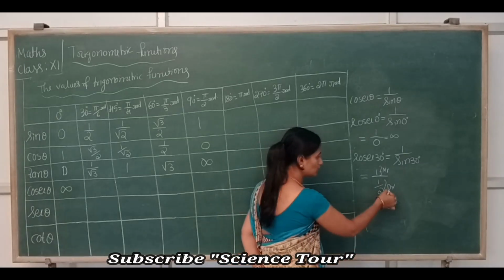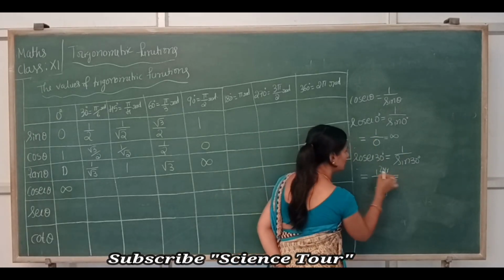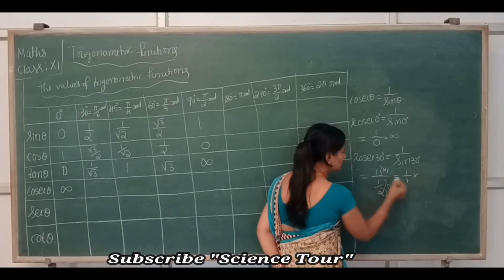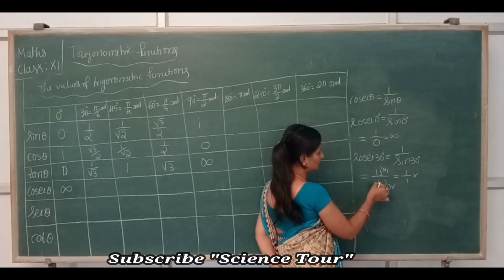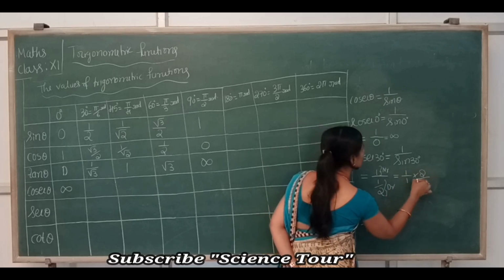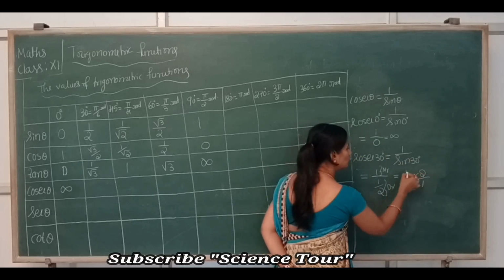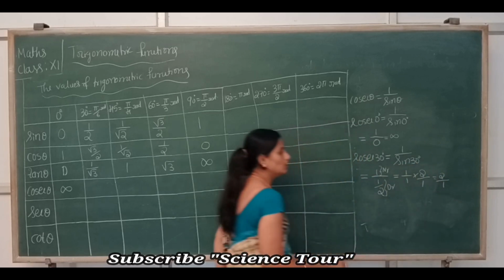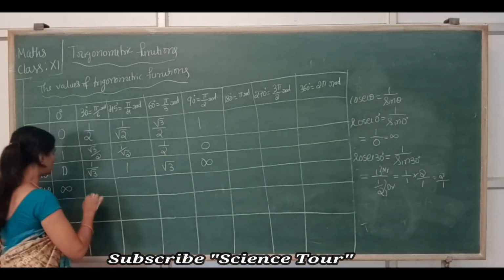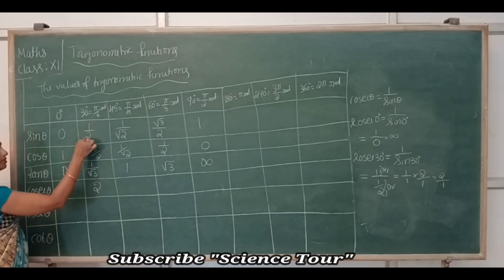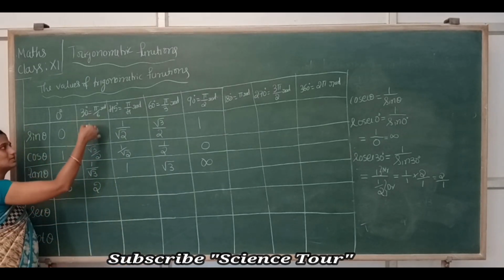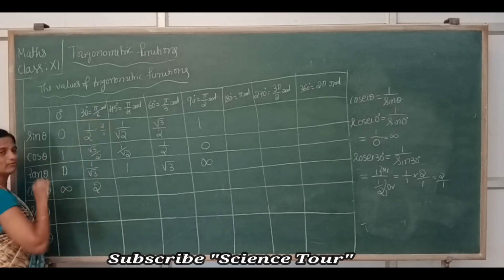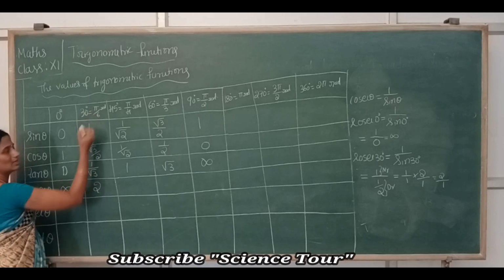Now bring this denominator to the numerator. 1 can be written as 1 by 1. When the denominator goes to the numerator, 1 by 2 becomes 2 by 1. So 2 into 1 is 2, divided by 1 into 1 is 1. So 2 divided by 1 is 2. The reciprocal of 1 by 2 is just exchanging numerator and denominator. So the answer is 2. Directly you can take it like this.